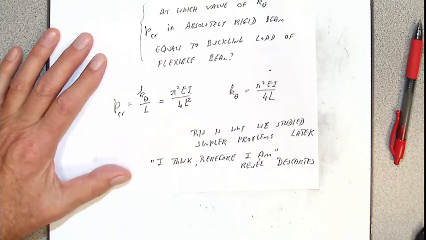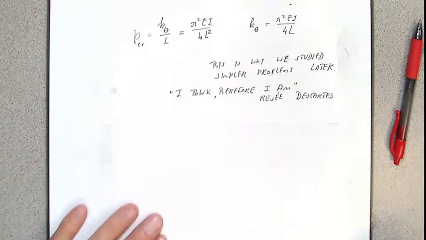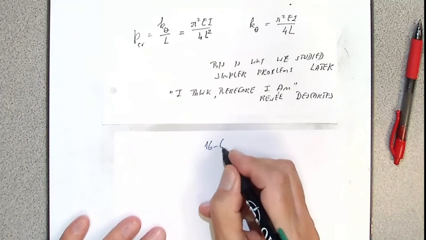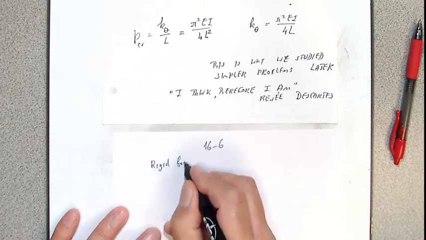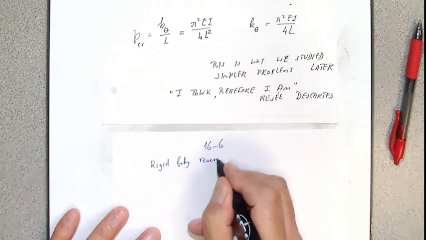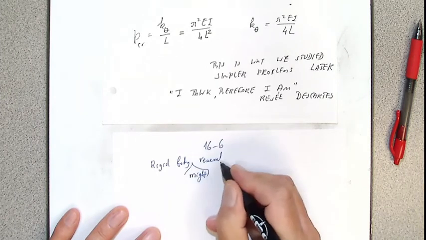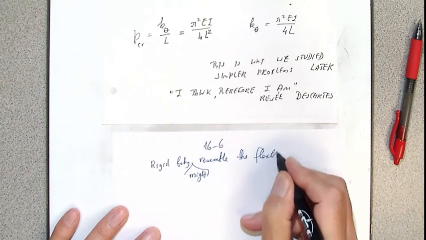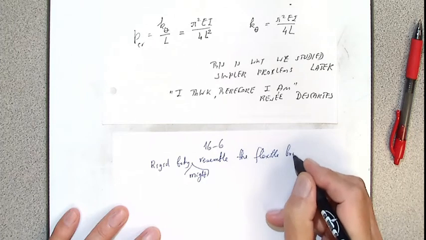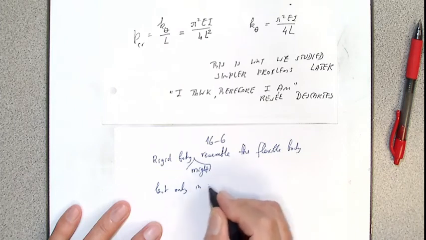So we can only say that, 16.6, the rigid body resembles or might resemble the flexible body, but only in the first buckling load.